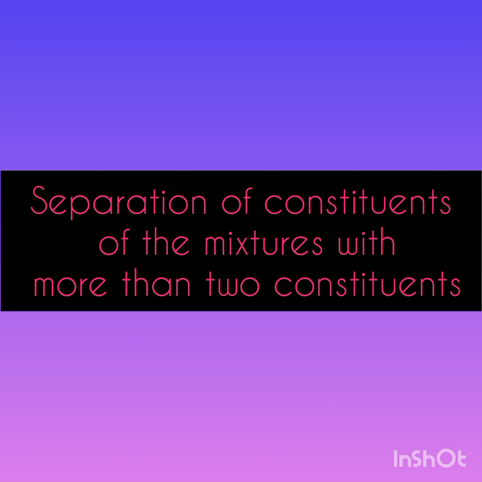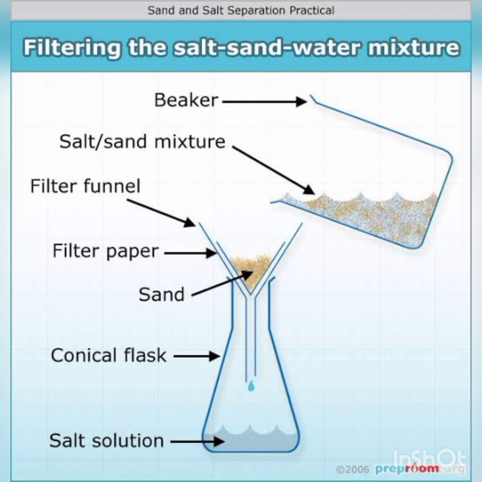Then we'll talk about the separation of constituents of mixtures with more than two constituents. Like if you have three constituents in it, how will you separate them? Suppose you have a mixture of sand, sawdust and salt. What you will do is take the mixture in a glass beaker and add water to it. Now what will happen? Salt will dissolve in water. Sawdust, being lighter, will float on the water, and sand, being heavier, will settle at the bottom. So you can use the process of sedimentation and decantation.